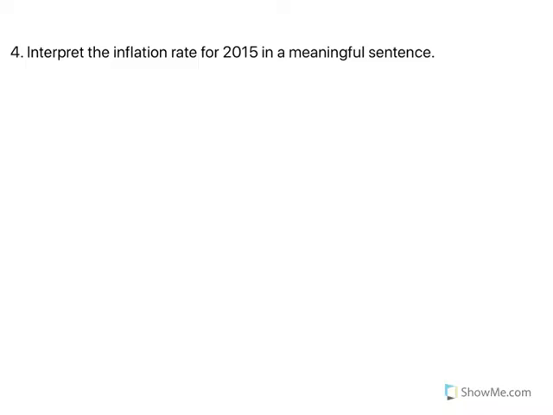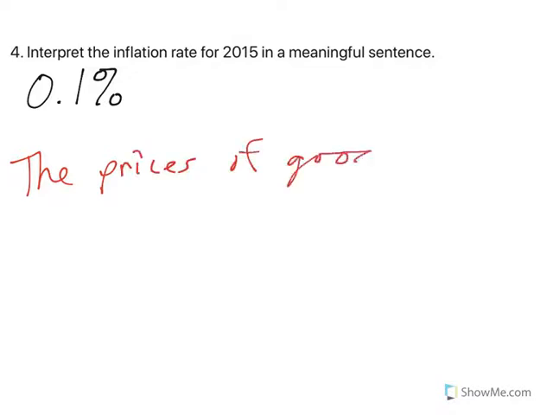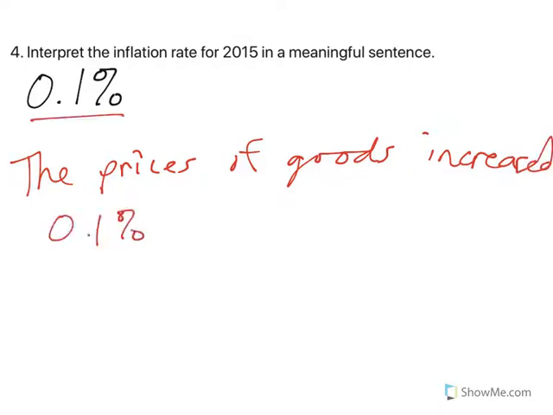All right, so now let's interpret the inflation rate for 2015 in a meaningful sentence. Remember, the inflation rate for 2015 is 0.1%. So what that means is that the prices of goods increased. I know it's an increase because this is a positive number. Increased 0.1% from 2014 to 2015.